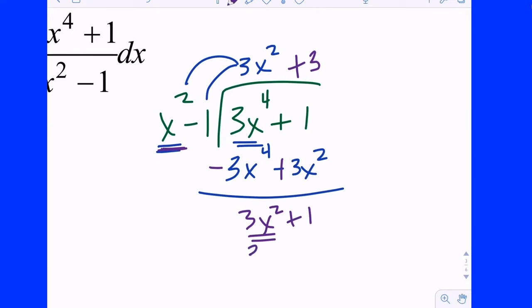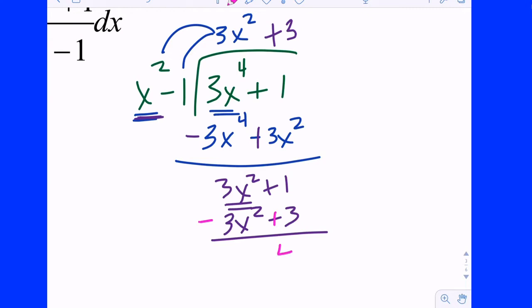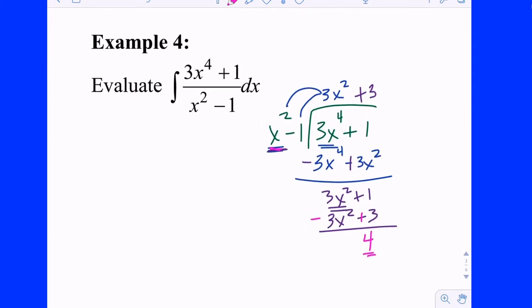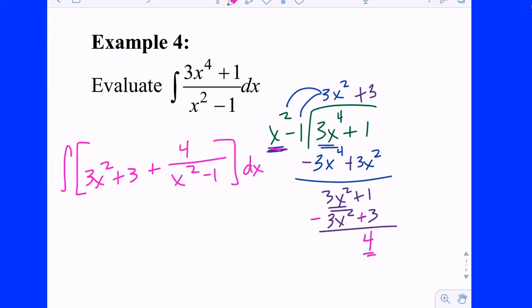When you distribute from up top, you get 3x squared minus 3. You subtract, which means you change both signs, and you get a 0. And now you can add the 2 like terms that are there. You get plus 4. Does x squared go into 4? No. Okay? So what we do then is we rewrite the integral as the quotient, 3x squared plus 3, plus any remainder, which is 4, over the original divisor, x squared minus 1. So it's just another way to write that rational function.